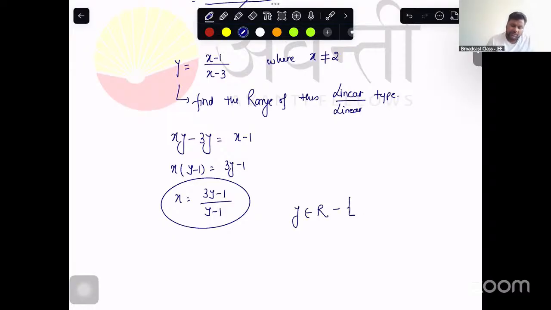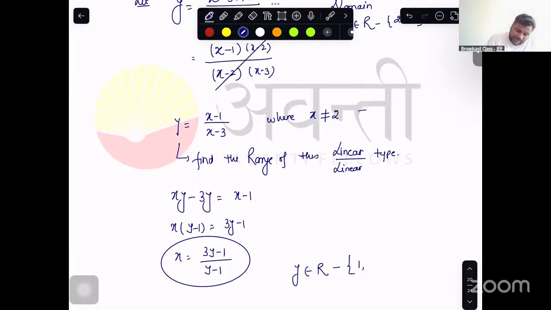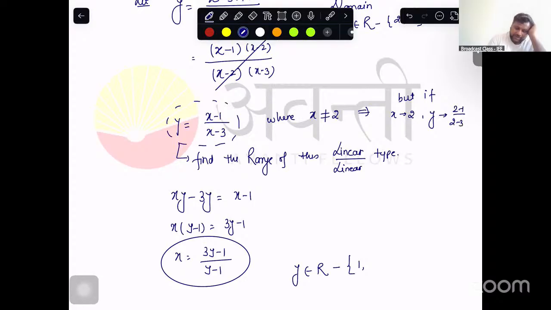Now here if you realize, if x approaches 2, y approaches what? Put x equals 2 here. So it will be 2 minus 1 upon 2 minus 3. So y approaches minus 1. If x approaches 2, y approaches minus 1. And as x is not equal to 2, y will also be not equal to minus 1. So from its range, you are going to delete y equals 1 because of this and y equals minus 1 because of this. Am I correct? Have a look. This is a very good question and important also.